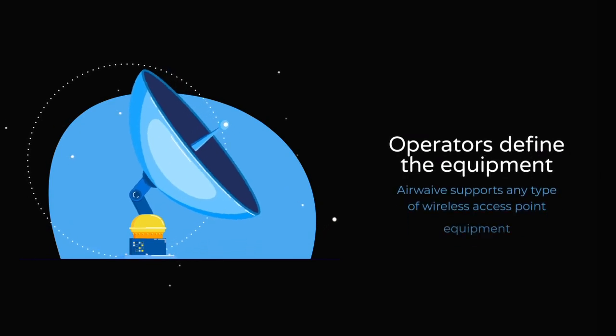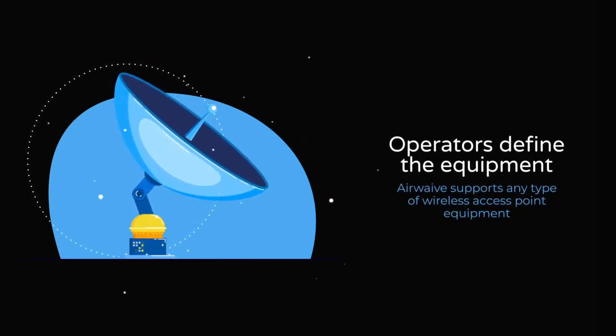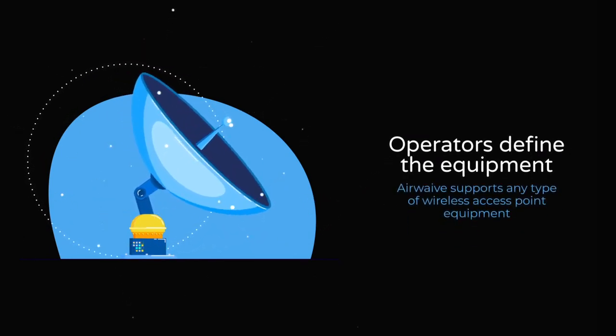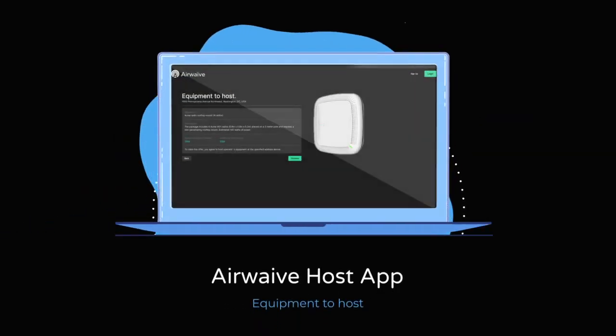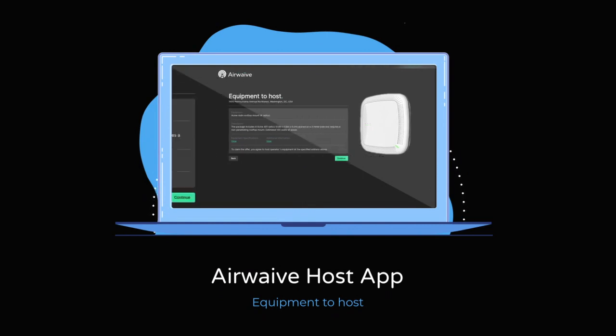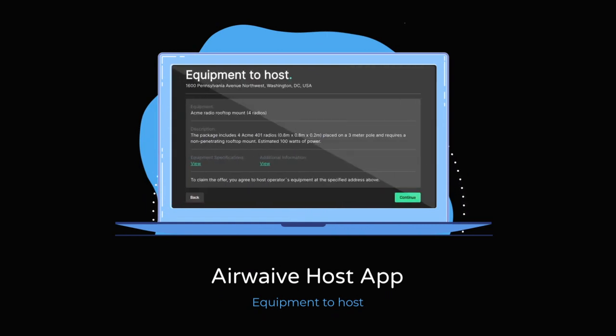In Airwaive, it is the operator that chooses the type of equipment, and it can be any type, but it must be configured in Airwaive so that the host knows what to expect. This is an example of what the host will see for your equipment package. Pictures and information about what they will be hosting.